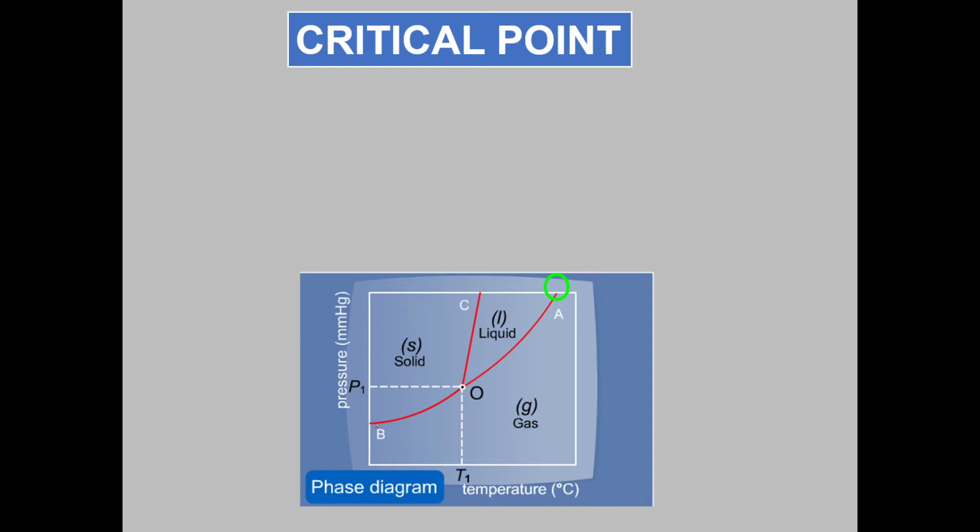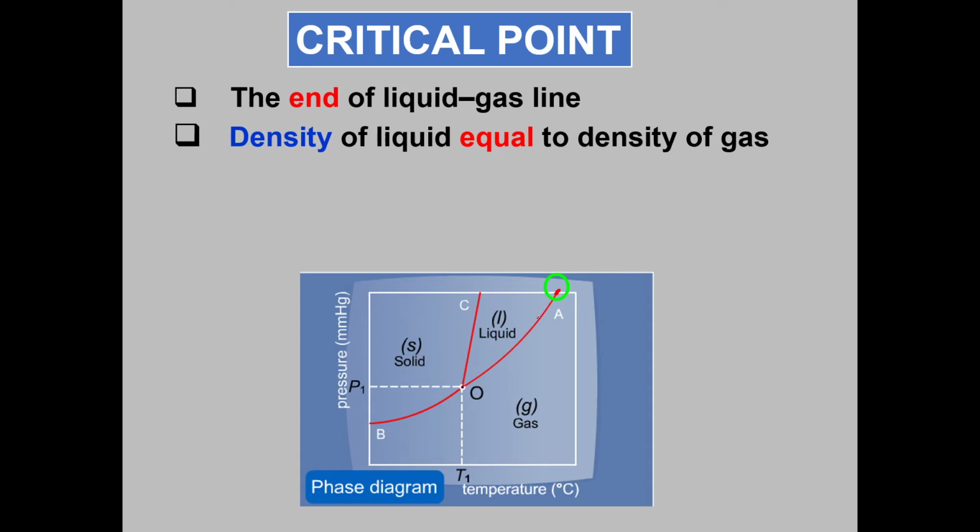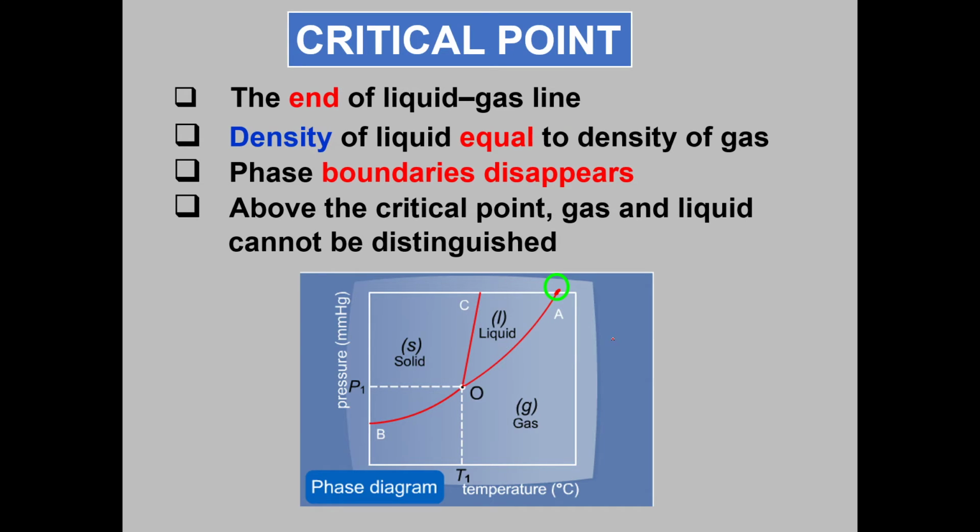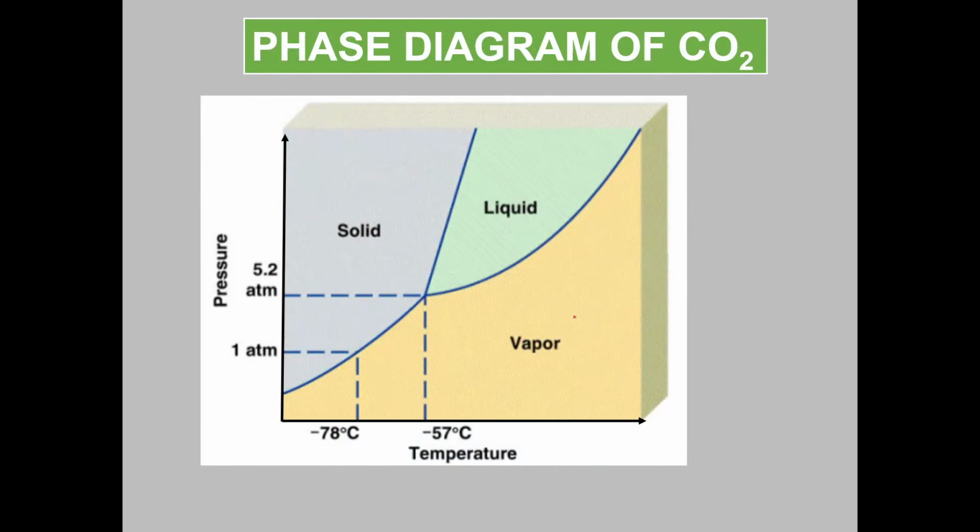On the graph, the end of the lower branch here is neither liquid nor gas, where the density of the liquid is equal to the gas, and the phase boundary disappears. Okay, so here you do not know what you have. It is just a critical point where you don't even know whether it is gas or liquid, right? So this is the phase diagram of carbon dioxide.